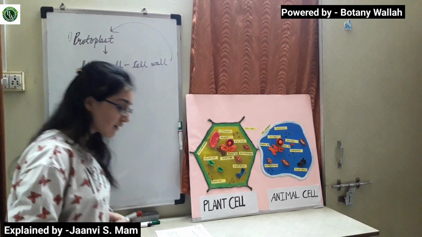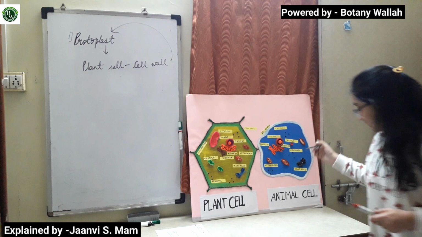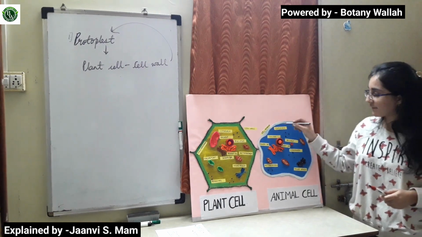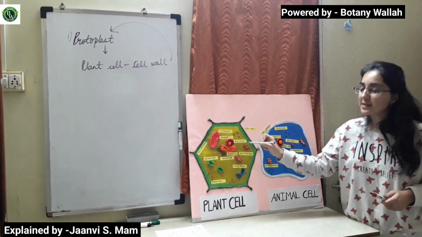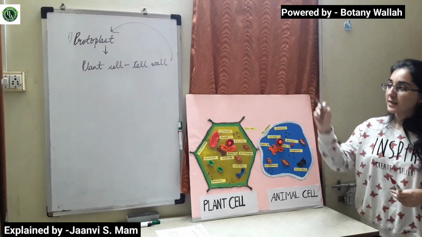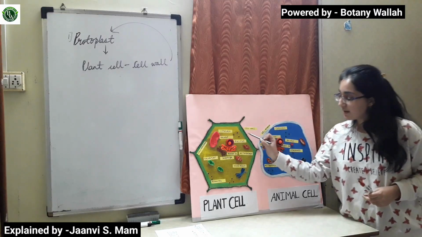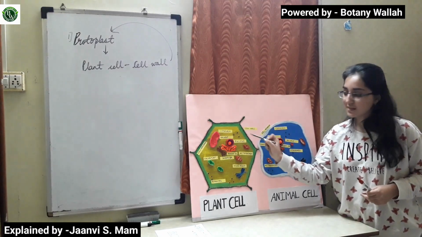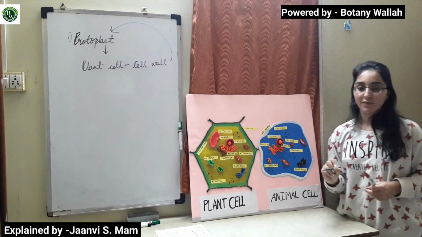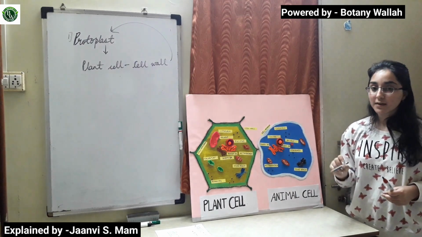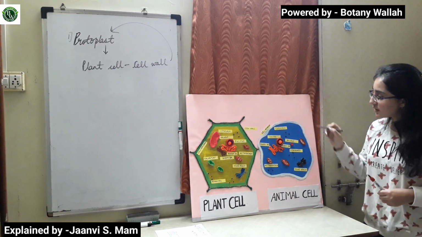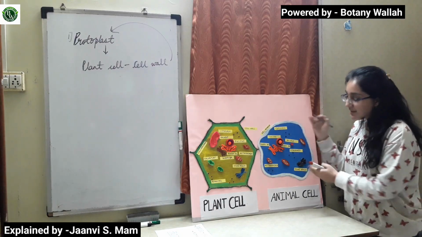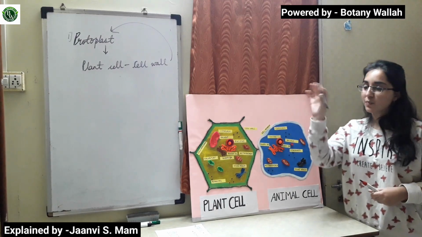Can you see that this animal cell is not having a cell wall, but the plant cell is having a cell wall. Now I told that protoplast means I am removing cell wall, means plant cell minus cell wall is known as what? It is known as a protoplast. So here we can say that animal cell is equivalent to protoplast.